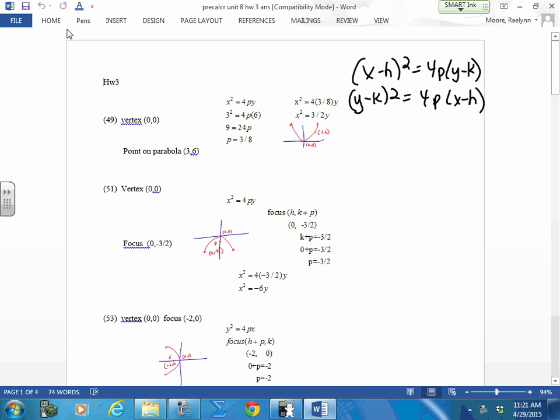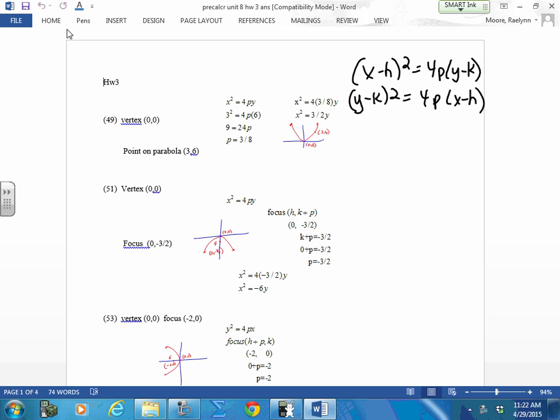A couple of you on the quiz had your vertexes reversed because you went with whoever was on the left-hand side first. Okay, H goes with the X, and that always comes before K, which is the Y. X before Y, H before K. That's still going to be your vertex. Your focus is still going to go off of your vertex point, and it's P, whichever way it moves.